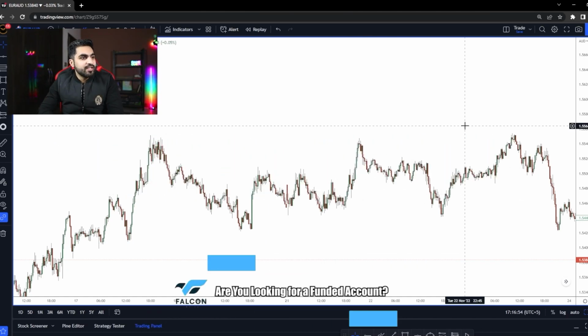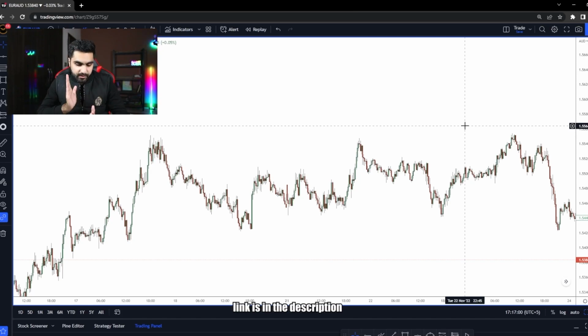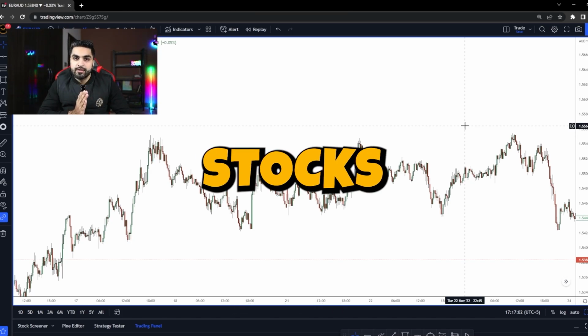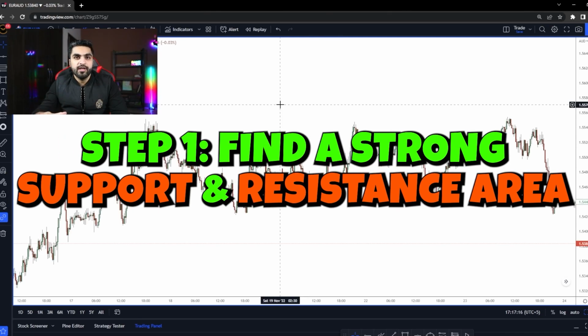So my trading strategy is very simple. You can choose whatever time frame you want to. You can choose any pair you want to. This strategy is applicable to Forex, stocks, crypto, indices and commodities. The very first thing that we need to do is to find a strong support and resistance area.